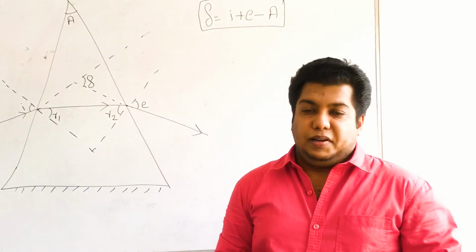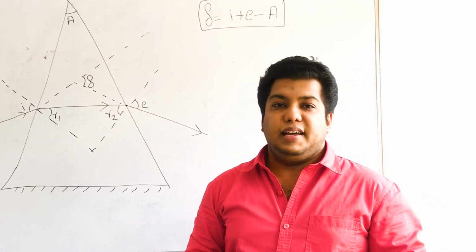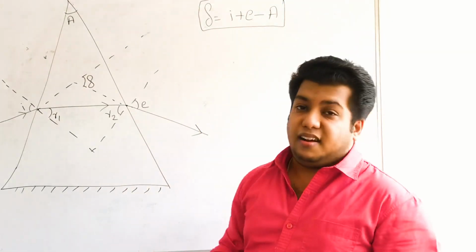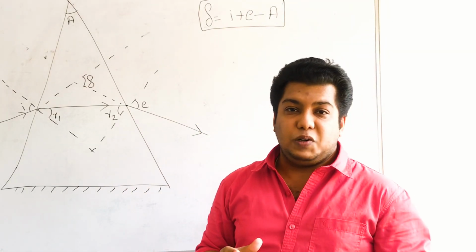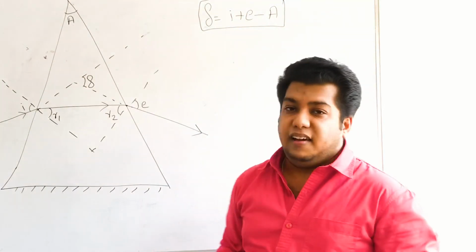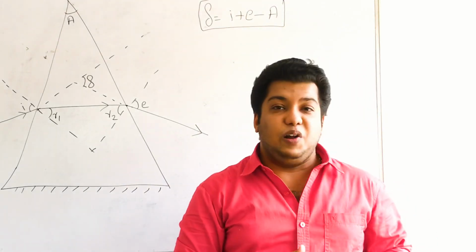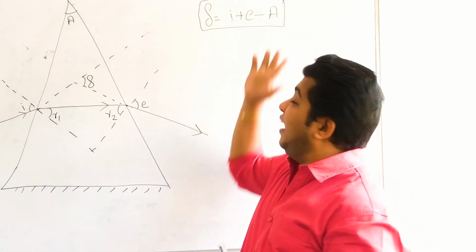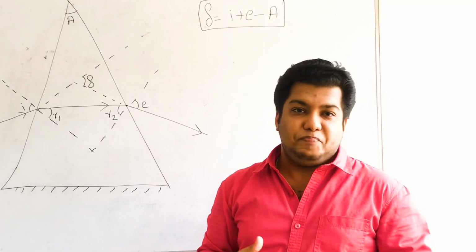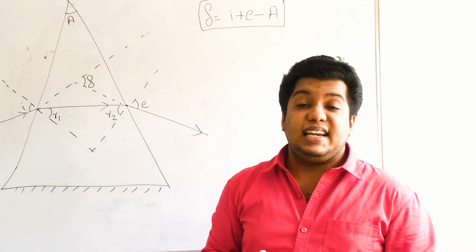Welcome to the second part of refraction through prism. We have arrived at the equation: delta, the angle of deviation, is equal to I plus E minus A, where I is the angle of incidence, E is the angle of emergence, and A is the angle of prism. Here onwards, we are moving to a practical data.